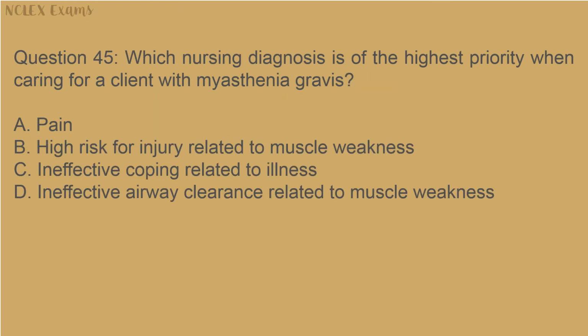Question 45. Which nursing diagnosis is of the highest priority when caring for a client with myasthenia gravis? A. Pain. B. High risk for injury related to muscle weakness. C. Ineffective coping related to illness. D. Ineffective airway clearance related to muscle weakness.